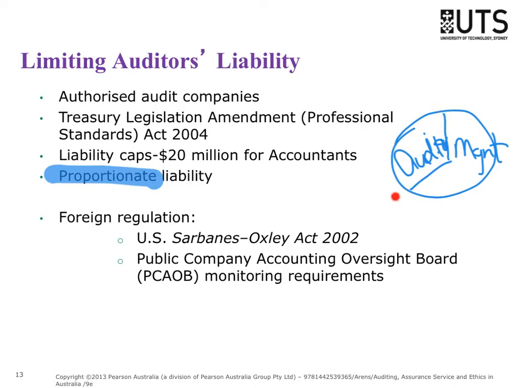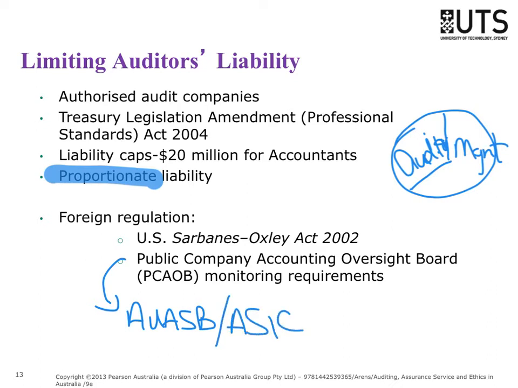But now we have proportionate liability because sometimes you might overlook something, you might make a mistake. If the court finds you liable, then there will be some payment required. But if it's partially management's fault, then we have proportionate liability as well. We've also got foreign regulations. The Sarbanes-Oxley Act is sort of similar to our Corporations Act. And their PCAOB is like our AUASB and sort of ASIC combined, because they put together the auditing standards, but they also do the inspection. So they've got sort of a dual role in the United States.